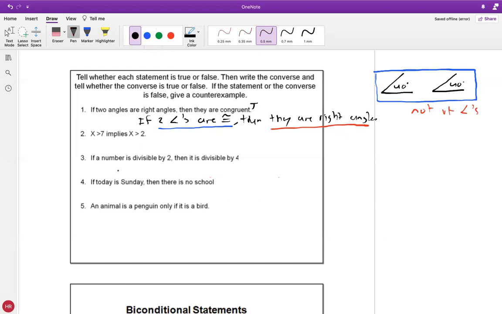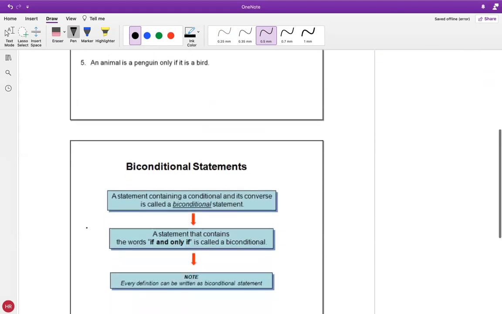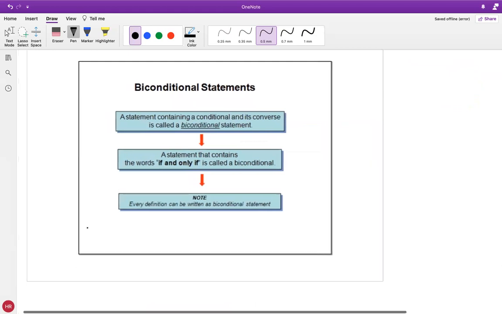Some of these might have true converses. But actually, I think all of these are false. So you should be able to find counterexamples for 3, 4, and 5. Nope, just kidding. For 2 and 3 you won't be able to find one, but for 4 and 5 you should be able to.